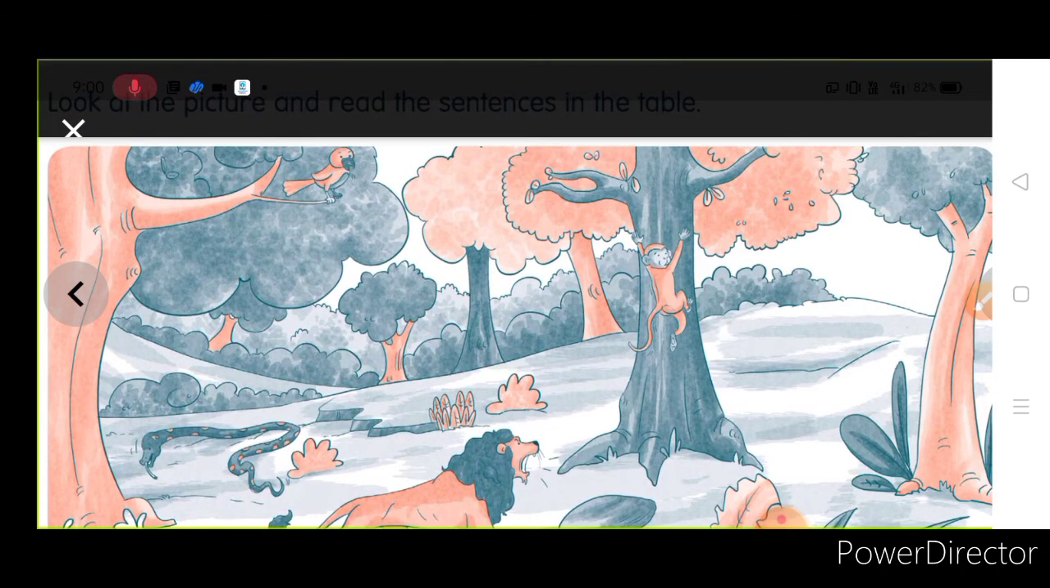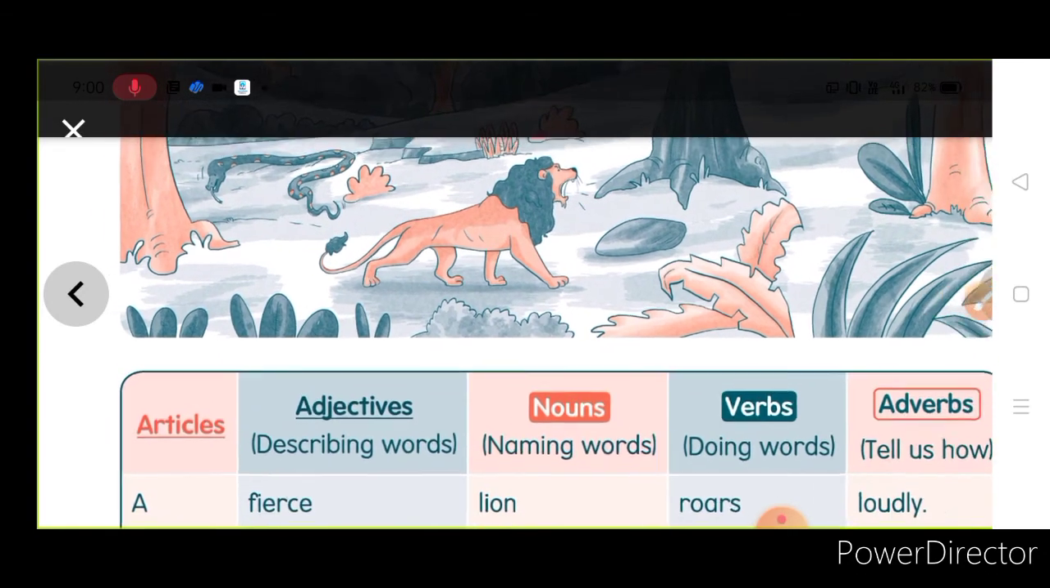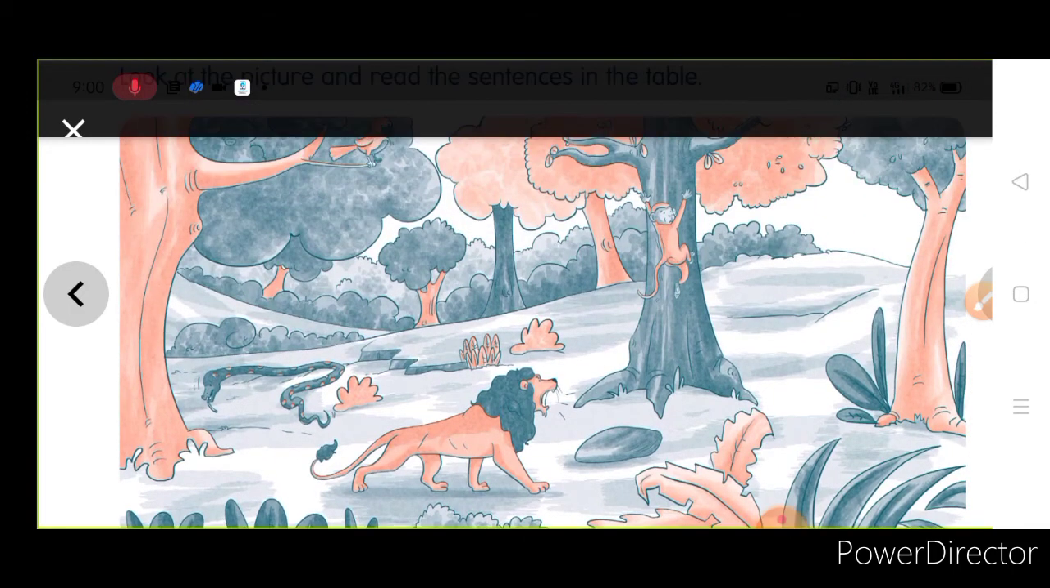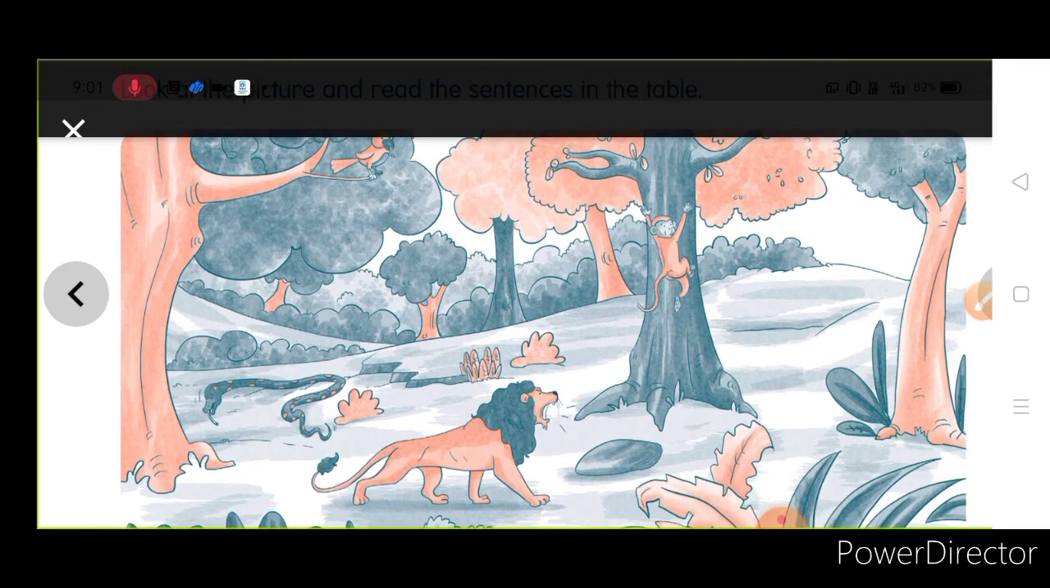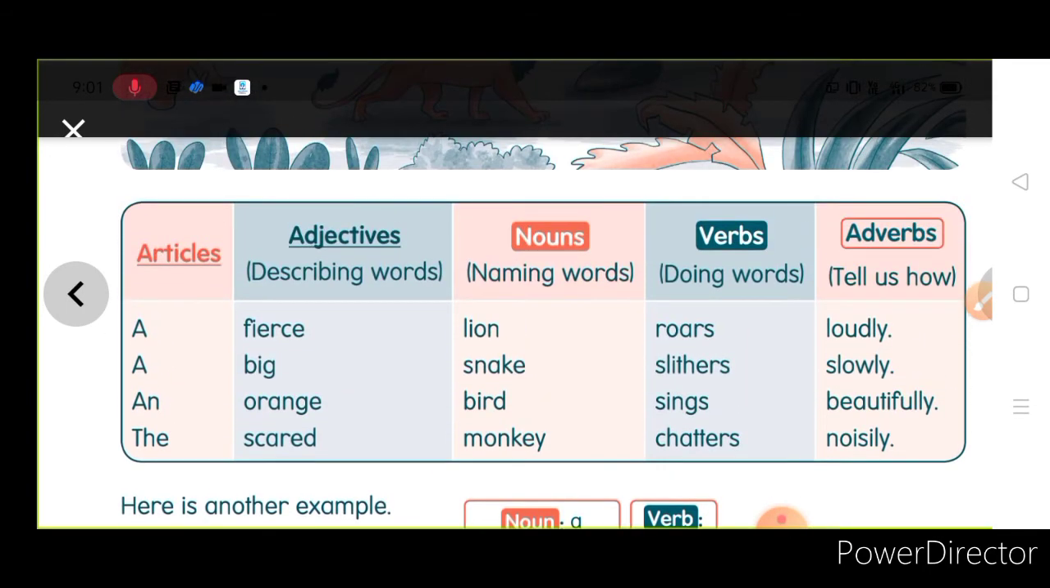Now if you see the picture, you are finding many animals. Okay, some are singing, some are climbing the trees, one lion is roaring. Okay, like this the things are going here in the picture. Just you take a pause of the video and you observe the picture properly. Now here, on the basis of this picture, here some sentences are given. And each sentence is kept under particular heading. They are the parts of speech.